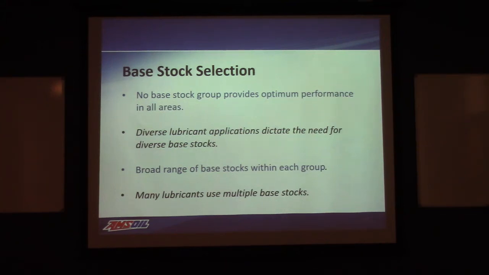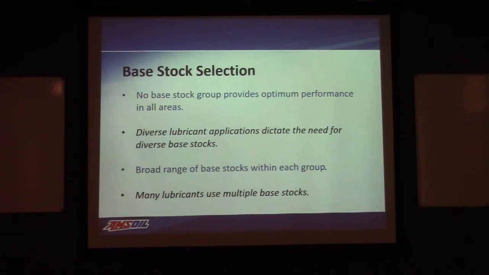A couple of things to keep in mind. No one base stock group provides ultimate performance in all areas. So that's why in a lot of cases, if it's a synthetic, most of the oils for one application may use one, where for another application they use another. Perfect example, automotive engine oil. You may see a Group 3 or a PAO. Jet engine oils, now you're going to see some type of ester in there, polyol ester, something on that order. Diverse lubricant applications dictate the need for a variety of different base materials. So these are going to change.